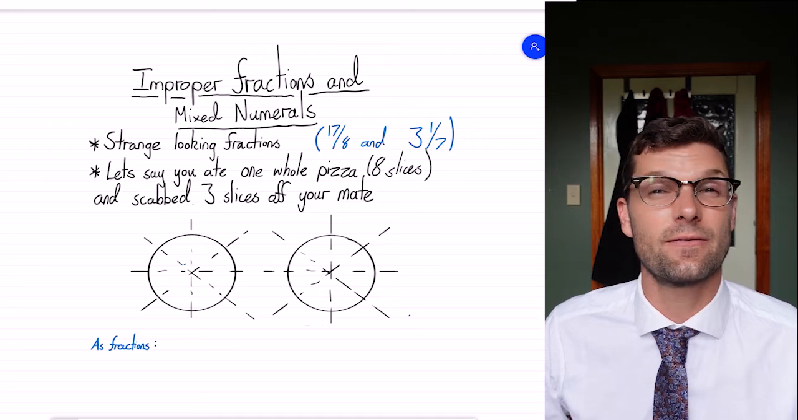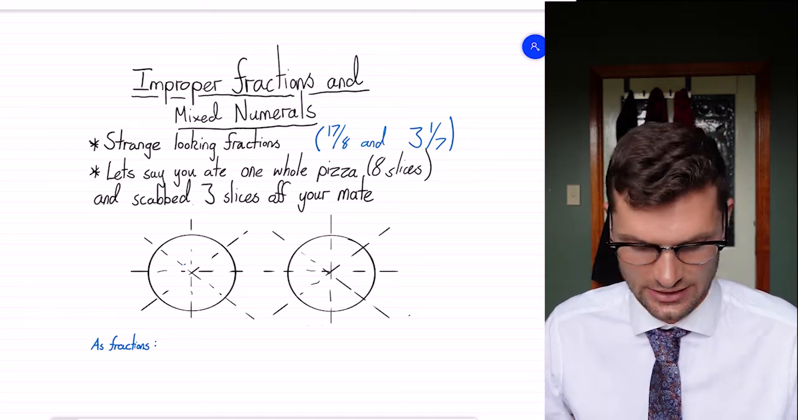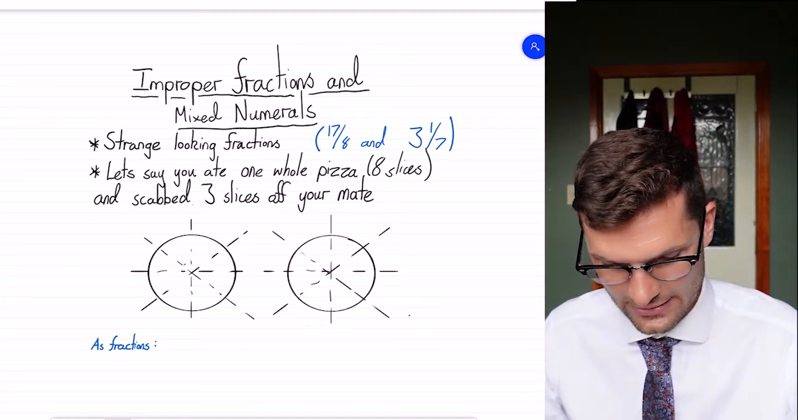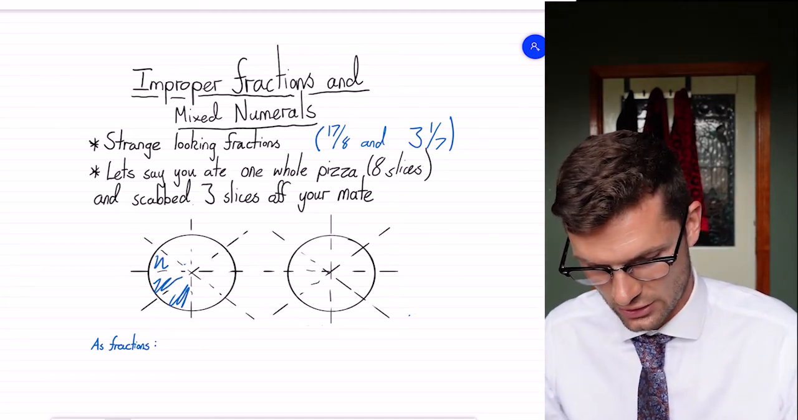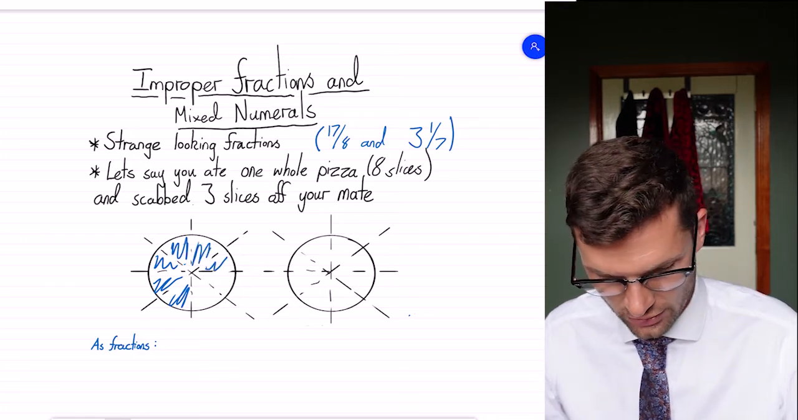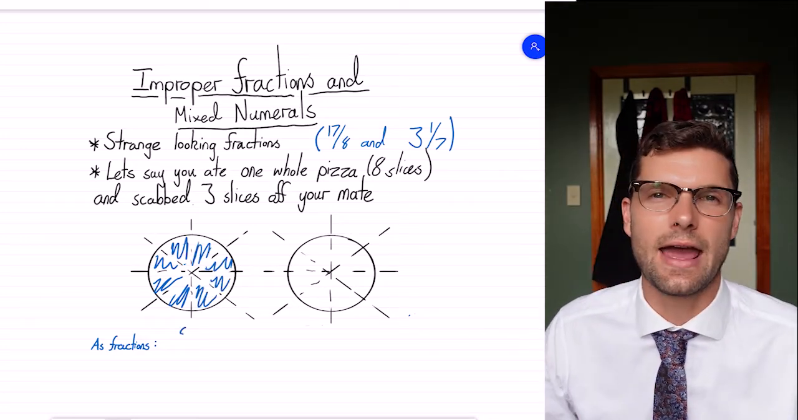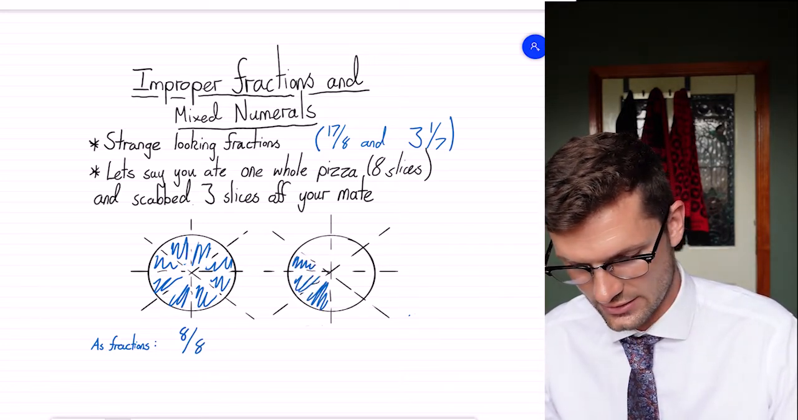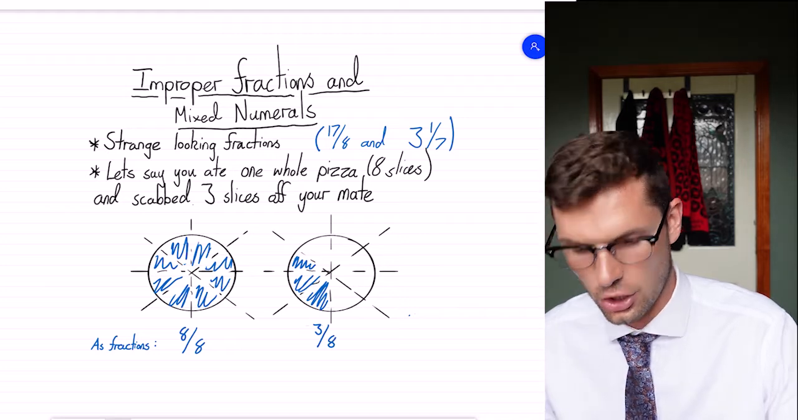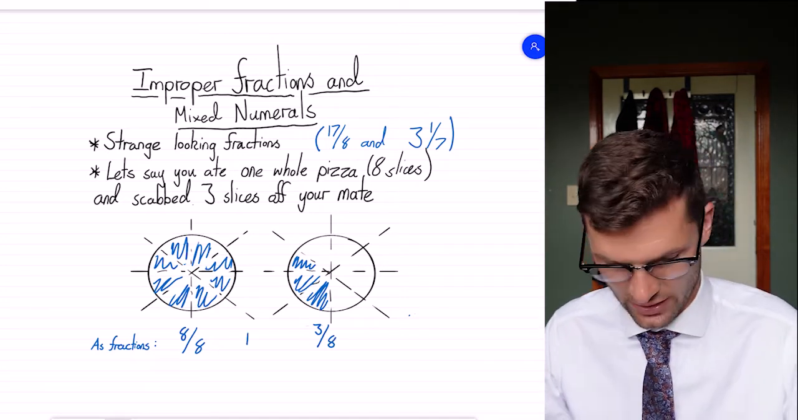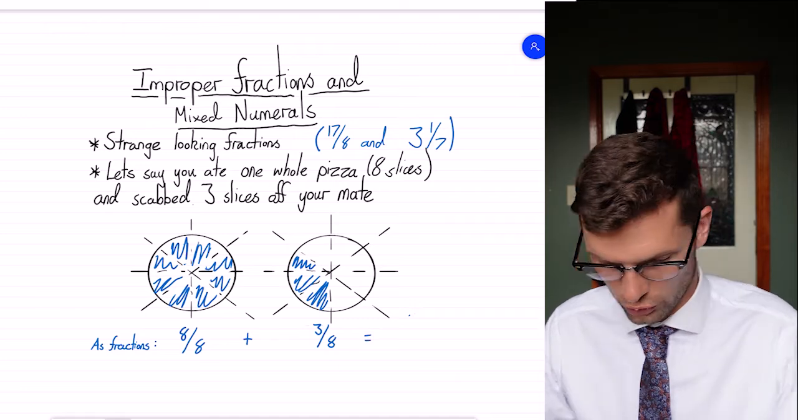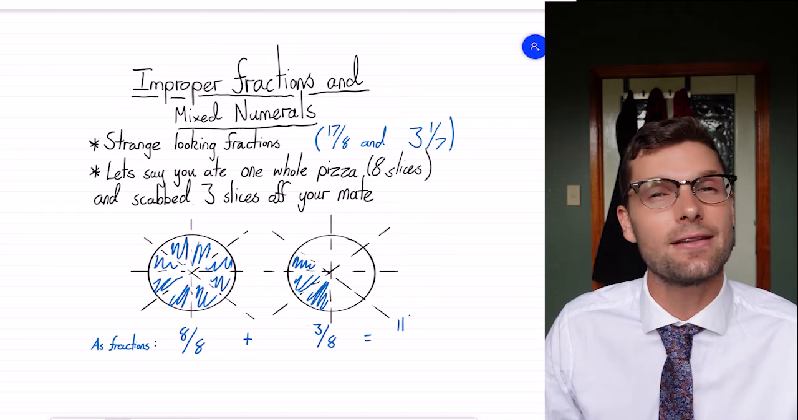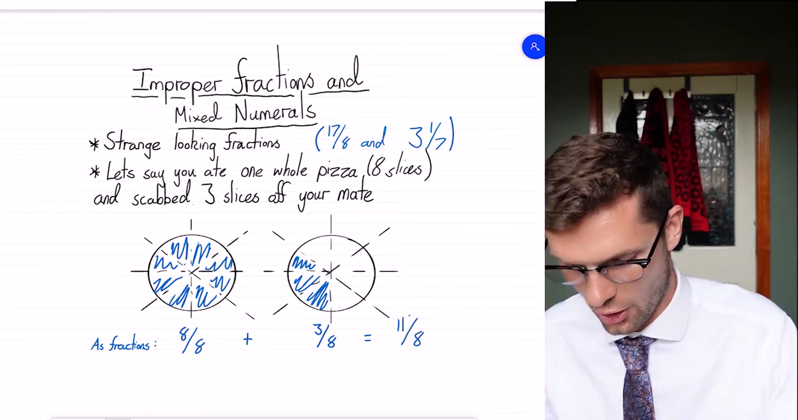Okay? The easiest way to visualize what these are is through an example. So let's say that you ate a whole pizza, okay? You ate 8 out of 8 slices. So each one of these you ate. If we write that as a fraction, you had 8 out of 8. But let's say your mate couldn't finish theirs and you ate 3 out of their slices. So of their pizza, you ate 3 out of the 8 pieces. So in total, you ate 11 pieces, okay? Each slice is an eighth of the pizza, so you had 11 over 8.